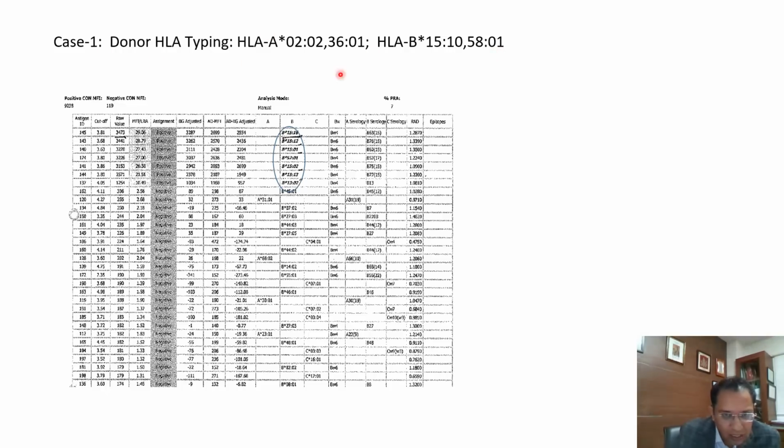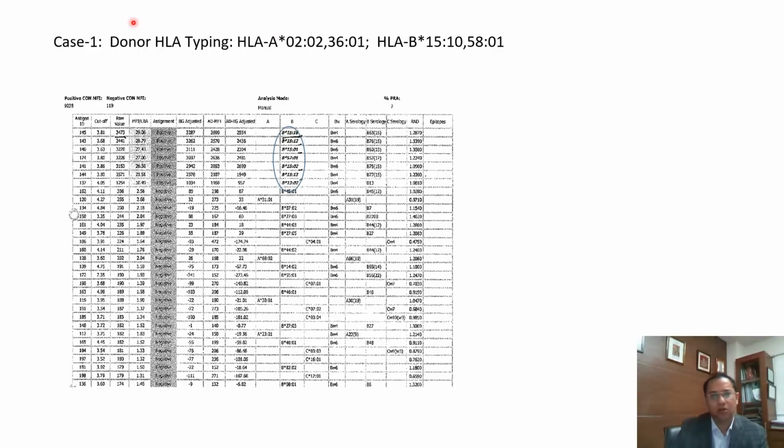If you can't understand this, you have not seen the first video that we had on basics of HLA. I would request you to go back and see that HLA overview, and then you would understand the nomenclature of the HLA, and only then can you interpret the actual report. So you see the donor HLA typing is HLA A0202, 3601 and HLA B1510 and 5801.